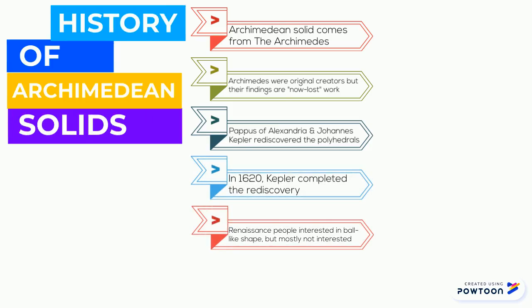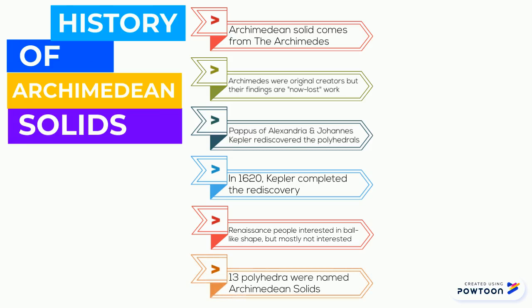During the Renaissance, people were interested in Archimedean solids mainly because of their ball-like shape, but they mostly didn't find these new shapes interesting at all. The reason they are named Archimedean solids was because even though Pappus and Kepler both made extraordinary contributions of the rediscovery, Archimedes were the original creators of these shapes, so it was only best to name the 13 polyhedra as the Archimedean solids, named after them.